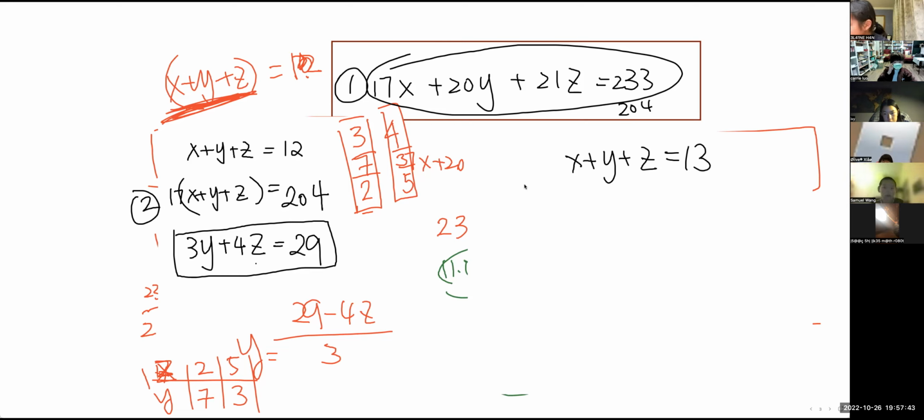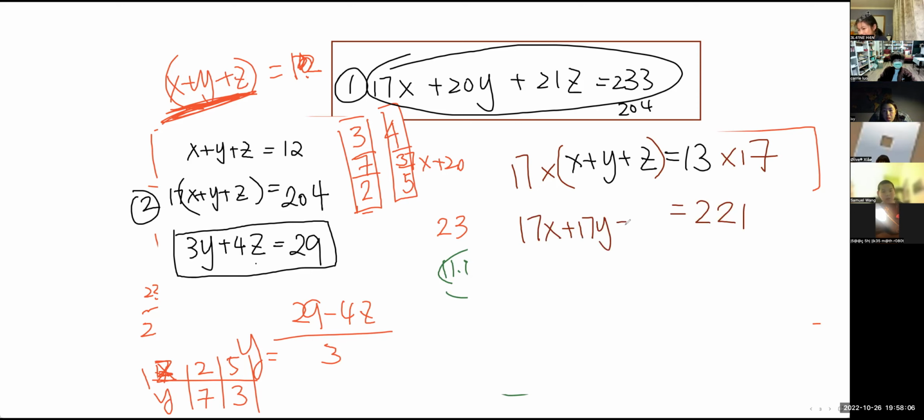Okay, so this one is the same. Okay, everybody. So we're going to do what? Times 17, right? I tell you, today I used the calculator for this 17 times 13, because I feel my calculation is terrible today. I don't trust myself anymore. So 17x plus 17y plus 17z equals 221. So this one minus this one equals what? 3y plus 4z equals 12. Oh my God.